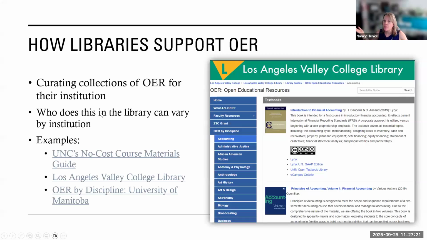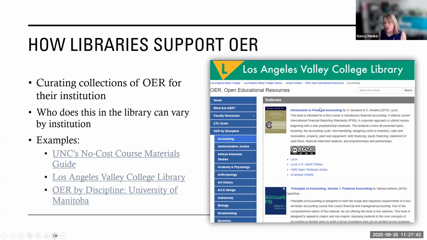So first, how libraries support OER. One of the things libraries might do is curate collections of OER that already exist specific to their institution. So I've linked some examples here. I have put one together for UNC. My screenshot here is from the LA Valley College Library. I have one from Canada.